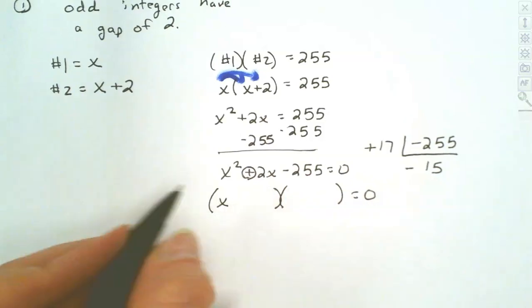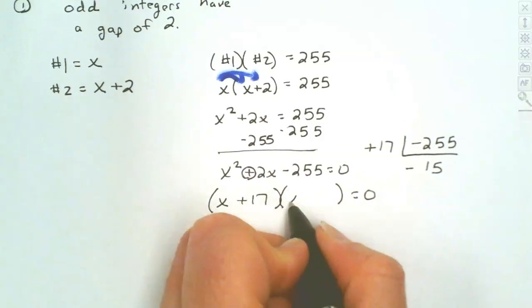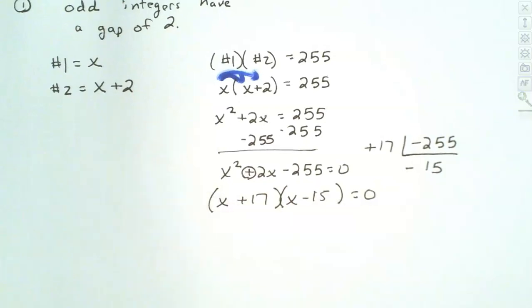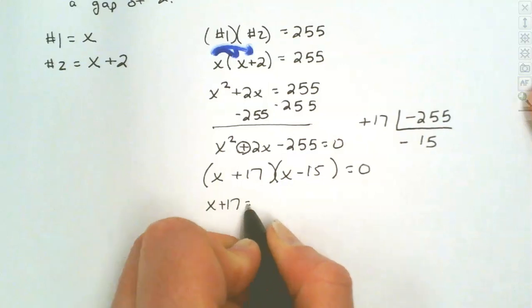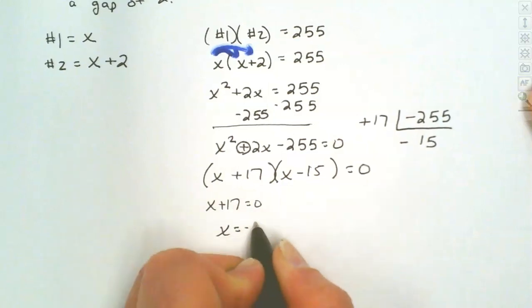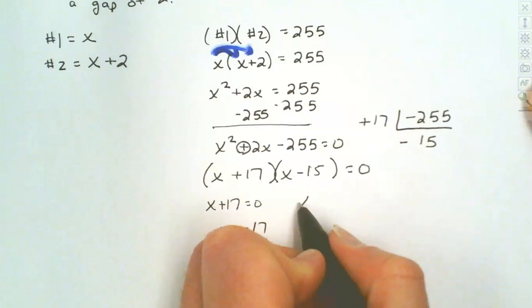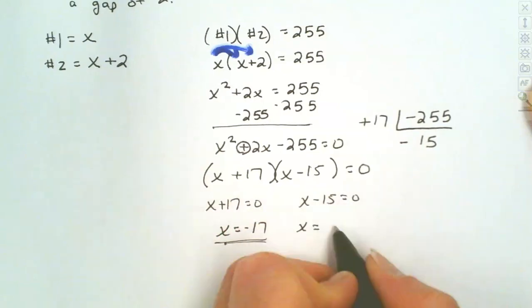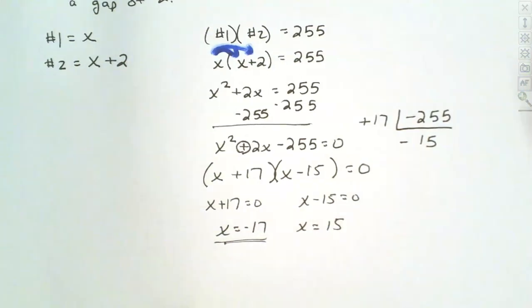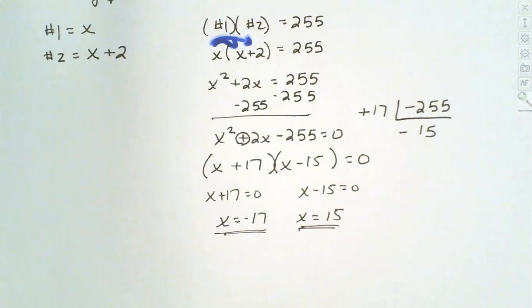That leaves you then with x plus 17, x minus 15 equals 0. And so x plus 17 equals 0, so x equals a negative 17. And x minus 15 equals 0, so x equals a positive 15. Now, we are done, but we do not have our answers. Our answers are going to be 2 sets of numbers.